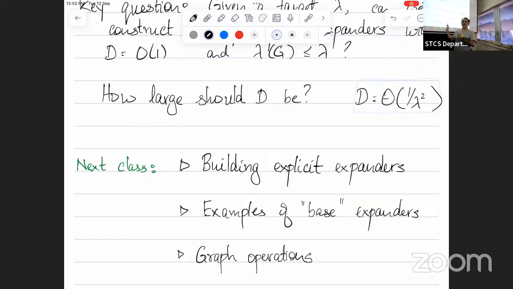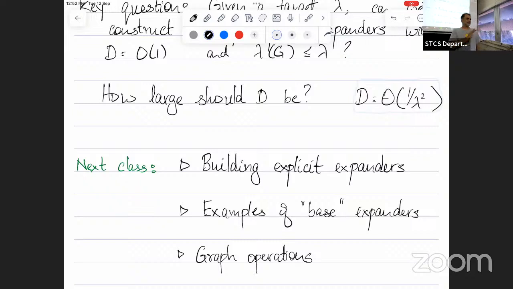So that's going to be the agenda for the next couple of lectures. And once we do that, all the applications that we were talking about actually become realizable, because everything that we were saying was conditioned on the fact that there are these explicit expanders, and we will now see that there are explicit ones. Are there any questions?